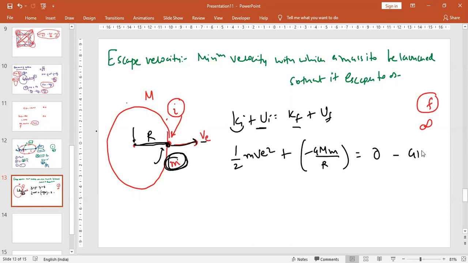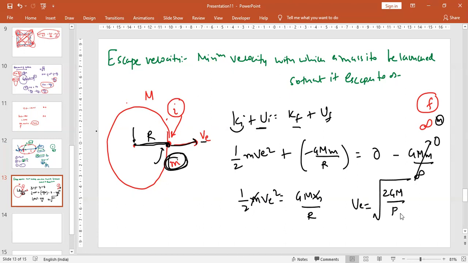And what will be the final potential? Minus G M m upon infinity, because when the mass reaches infinity, the distance between the two centers will be infinity, and 1 upon infinity is basically zero. So how will you calculate escape velocity? m and m will cancel out, so escape velocity will be given by root of 2GM by r. For any planet of mass M and radius r, the escape velocity is root 2GM by r. If you see correctly, the escape velocity does not depend on the mass which you are launching. It depends on two factors: the mass of the planet and the radius of the planet. Please write down this formula.